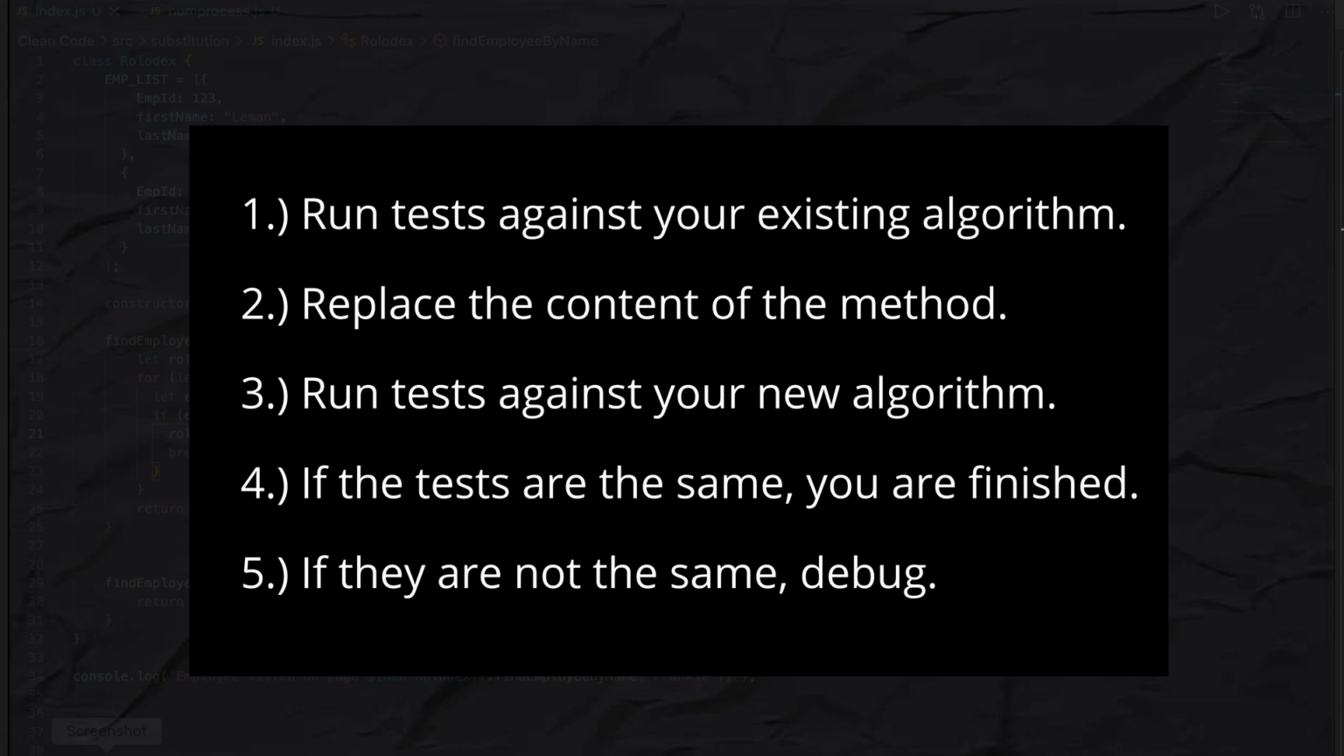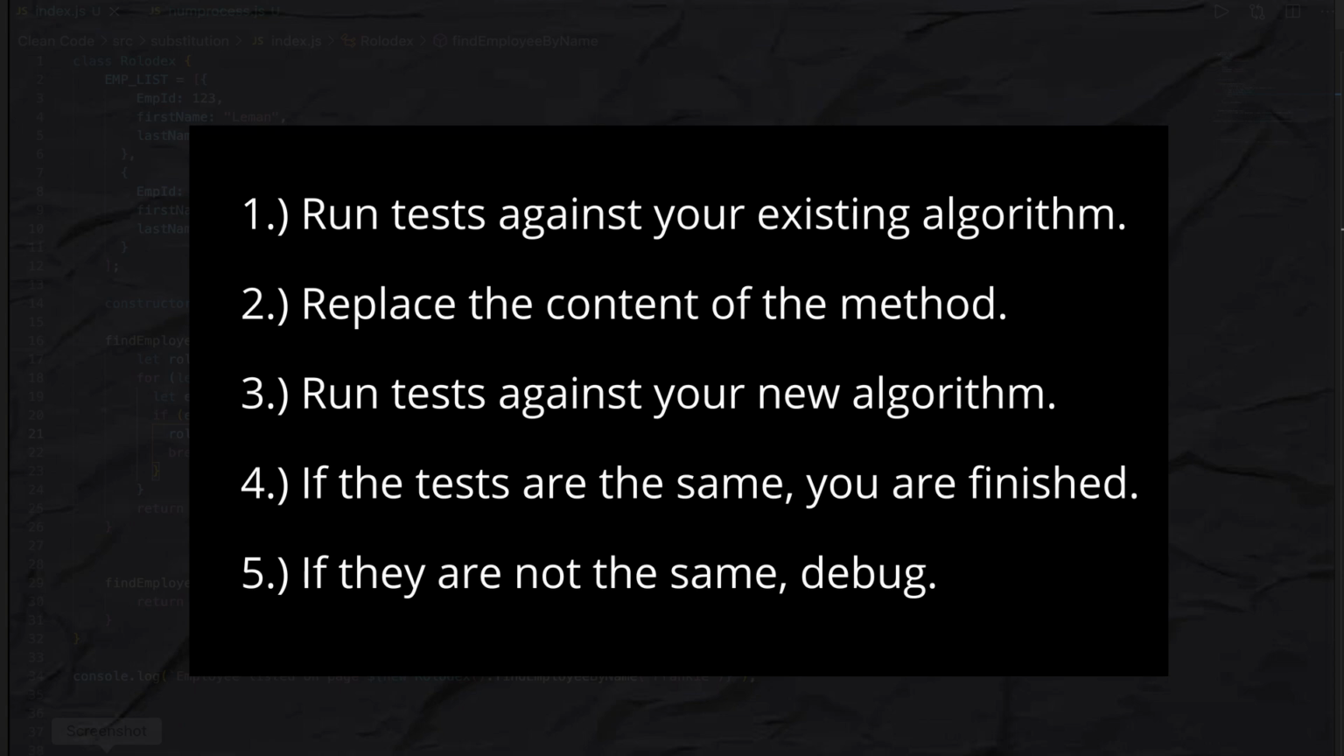Now, the implementation of this technique is pretty simple. The first thing you're going to do is run tests against your existing algorithm, note the output, then replace the content of the method with a new algorithm, run tests against the new algorithm, make note of the output, and if the tests are the same, then you're done. If they're not the same, then you have to debug and figure out why the tests differ. And that's it. Remember, the goal here is to reduce complexity and add clarity and readability.